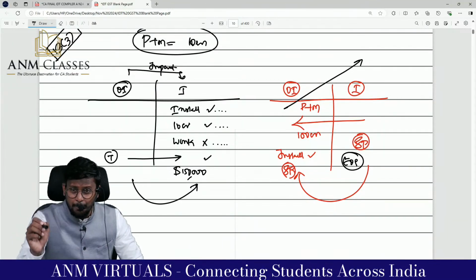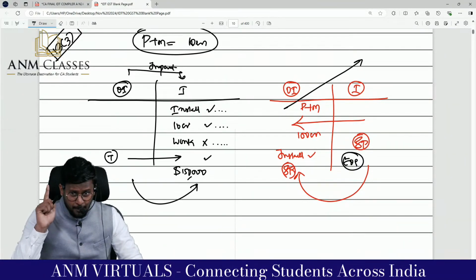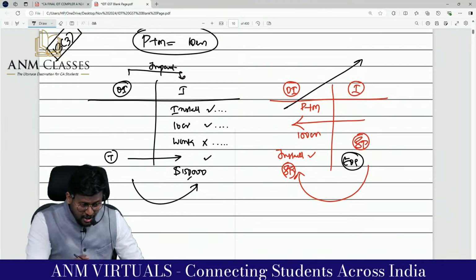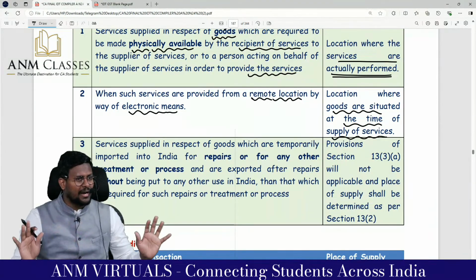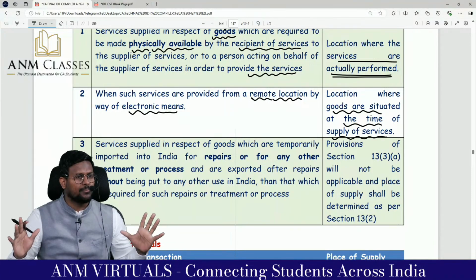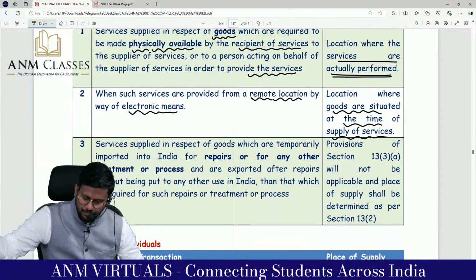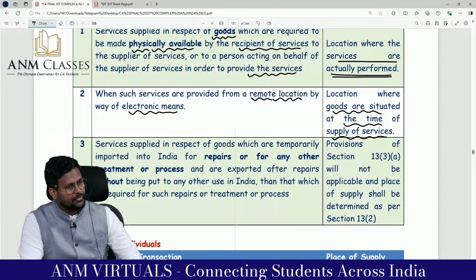Are you all really with me? That means physical presence of the goods is not mandatory. The first situation, physical presence of the goods is mandatory. Here physical presence of the goods is not mandatory. That is why service has been provided in what mode? So when such service is performed from a distant location, by way of what means?